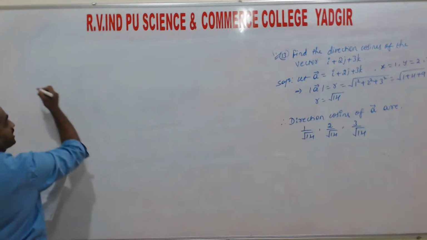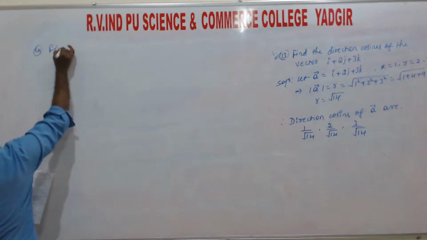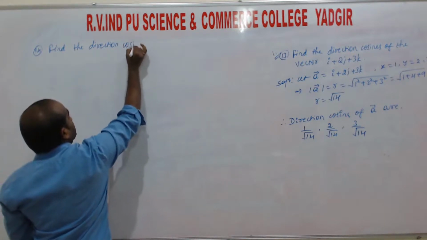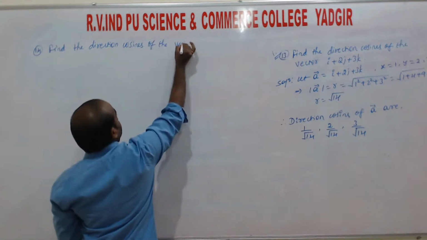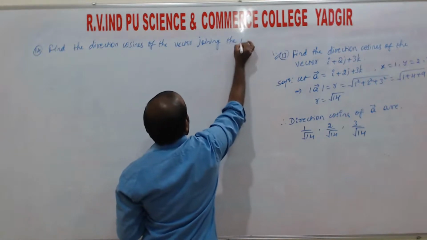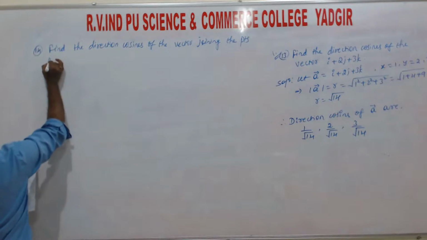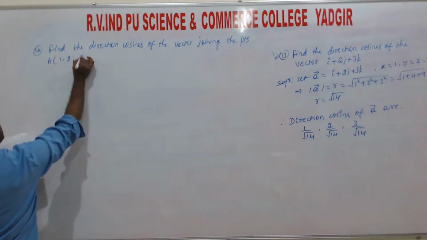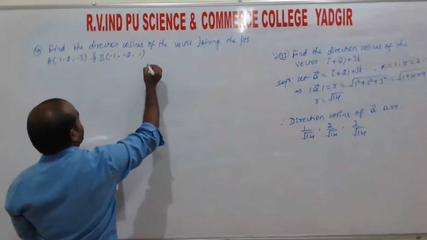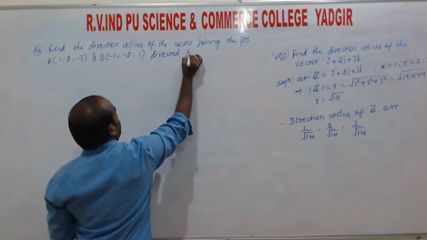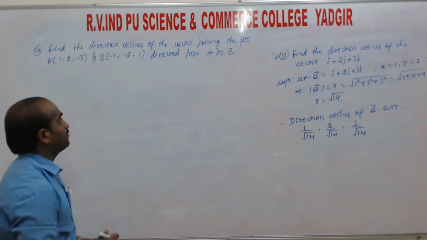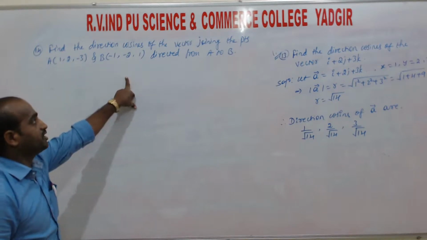Next question. Find the direction cosines of the vector joining the points A (1, 2, minus 3) and B (minus 1, minus 2, 1), directed from A to B.